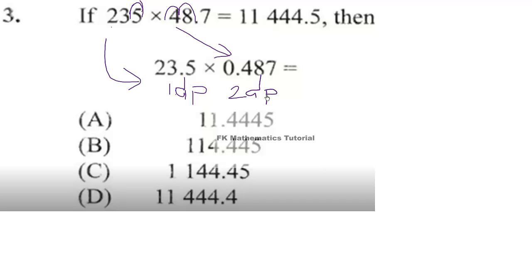So for 11,444.5, we must move the decimal point backward 3 times. So we have 1, 2, 3. So it should be here. So it means the correct answer is 11.4445, which is option A.